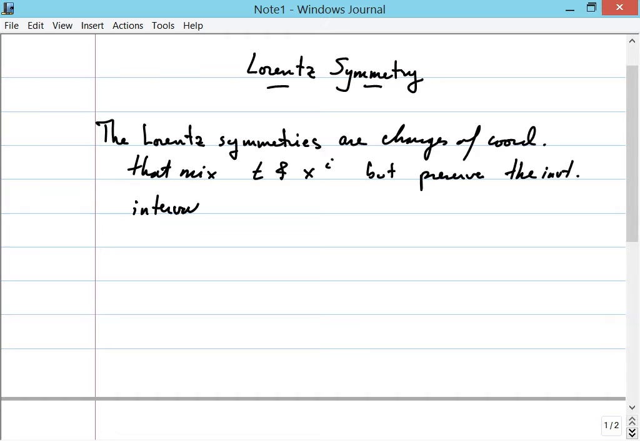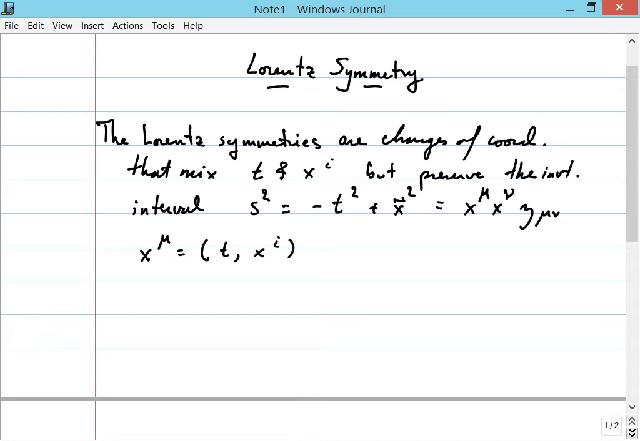but preserve not the length of vectors, but the invariant interval of a four vector. So S, which is defined as minus t squared plus the length of the vector x squared, or as x^mu x^nu eta_{mu nu}, where mu and nu are indices that run from 0 up to 3, and x^mu is the 4 vector whose components are the time and the space directions. So just as rotations are rotations of the three coordinate axes x1, x2, and x3 that preserve the length of the vector x, Lorentz transformations are rotations or changes of the four axes t, x1, x2, and x3 that preserve the invariant interval minus t squared plus x squared plus y squared plus z squared.